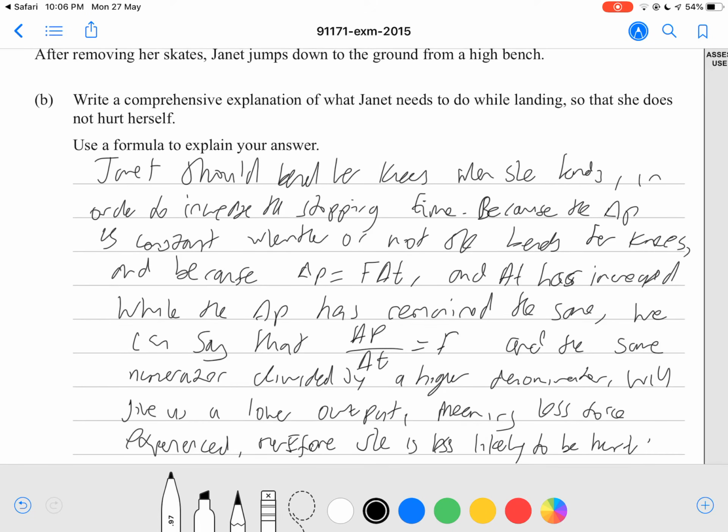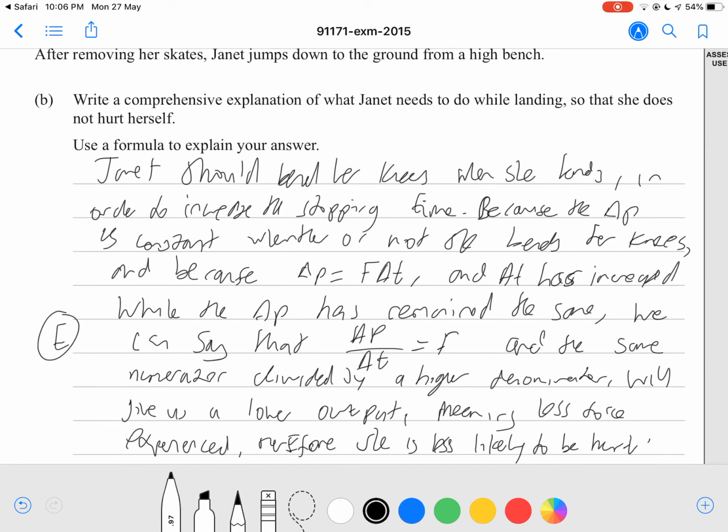You know that change in time is increased, but change in p has stayed the same. So you can rearrange the formula. You can say change in p divided by change in time equals f. And because the p is the numerator and t is the denominator, the same numerator divided by a higher denominator will give us a lower output, okay? And in turn, the output is force. So therefore, Janet will experience less force. And because she experiences less force, she is less likely to be injured. So you have to link all of these points up for excellence, okay?